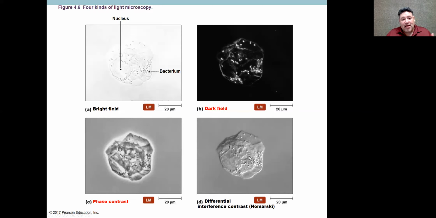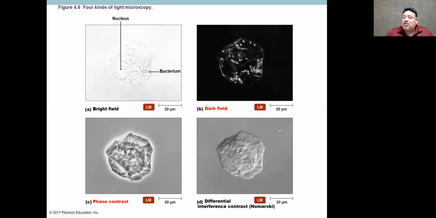And if you have to manipulate the cell, if you have to put something in it or take the nucleus out or whatever, this is the only microscope that will allow you to do that. Okay, so very neat stuff that takes place here in microscopy.